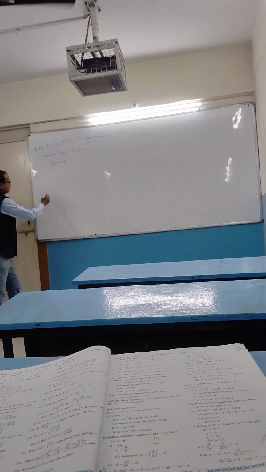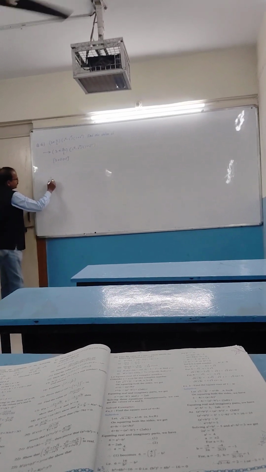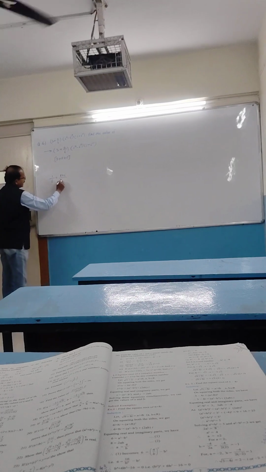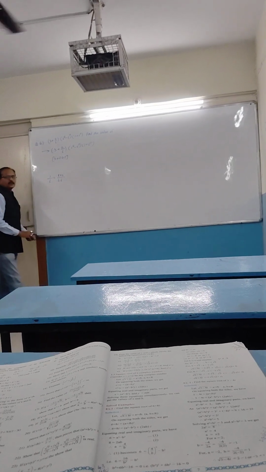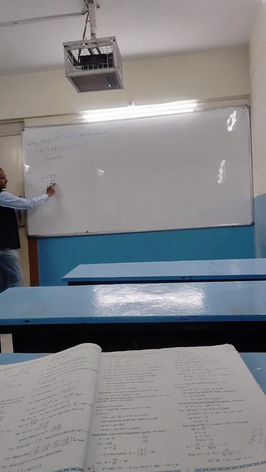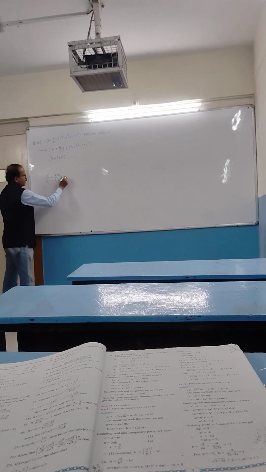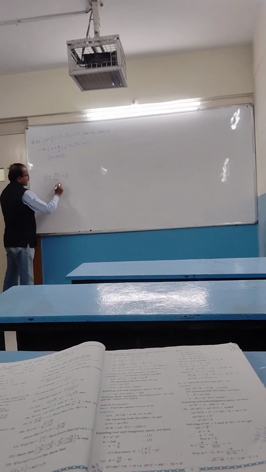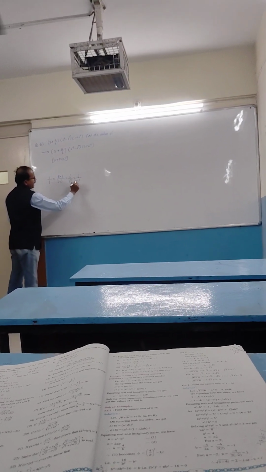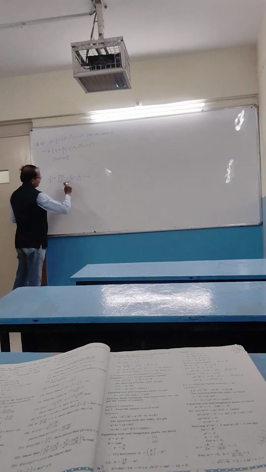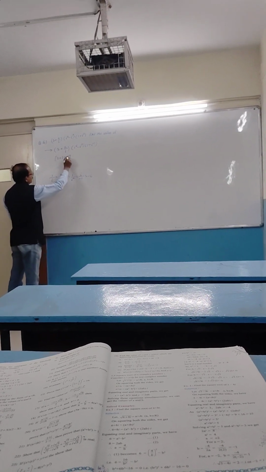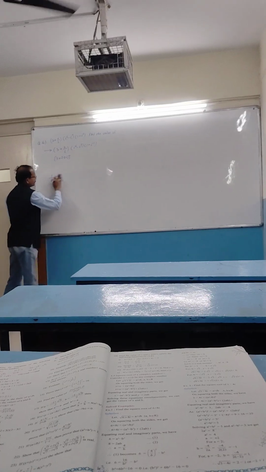1 upon i is equal to 1 into i upon i into i. Right? Means this is the conjugate of i. The conjugate of i is what we use: i upon minus i squared. i squared means minus 1. i upon minus 1, which is minus i. Sorry, minus i. Minus i.